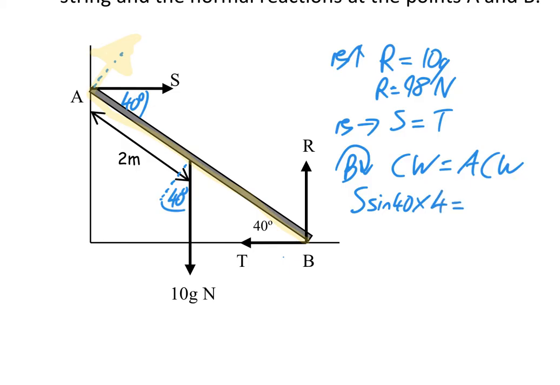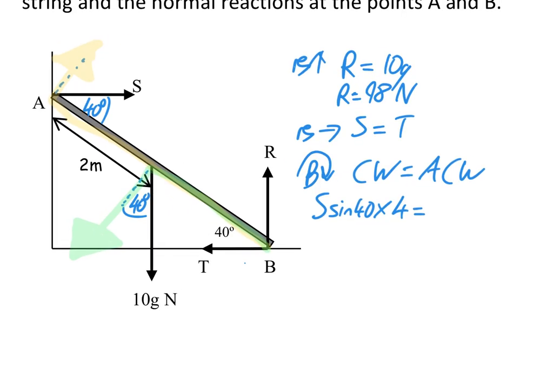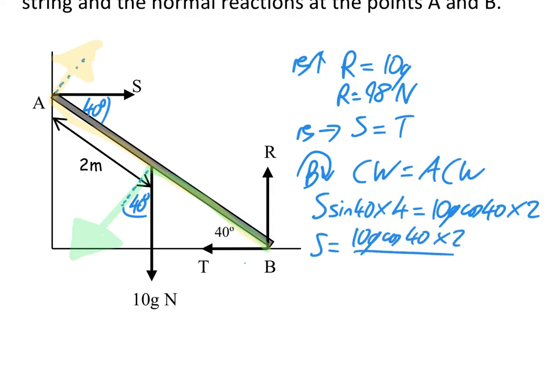And then the anticlockwise moment, so I'll do a green colour here for this anticlockwise moment, is going to be this one here. That's going to be 10G cos 40, and that's times 2. And then a little bit of working out then, S is going to be equal to 10G cos 40 times 2, divided by, and I'll just write that as 4 sine 40. And then you can work out your S.